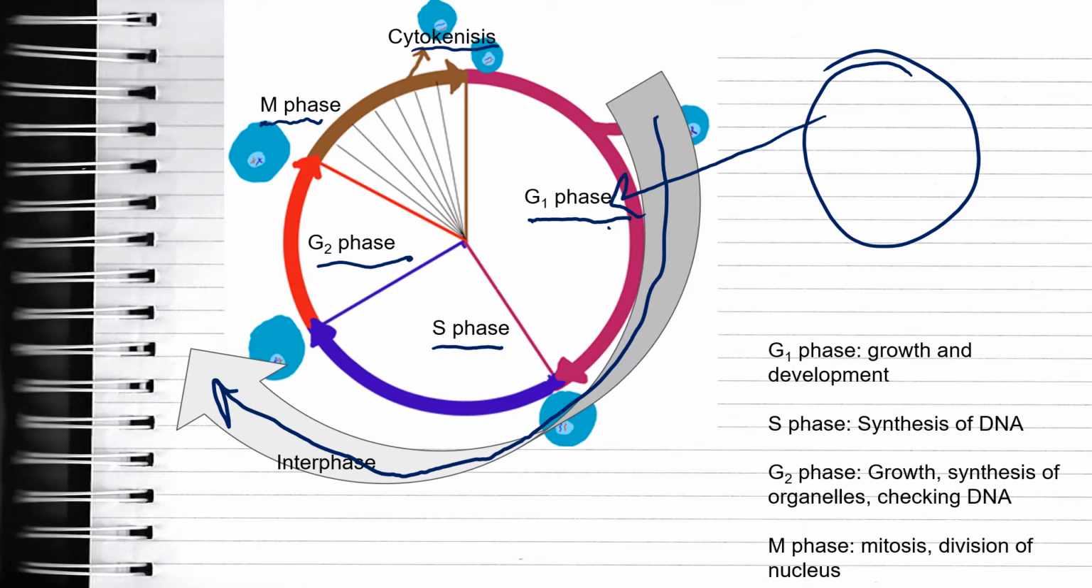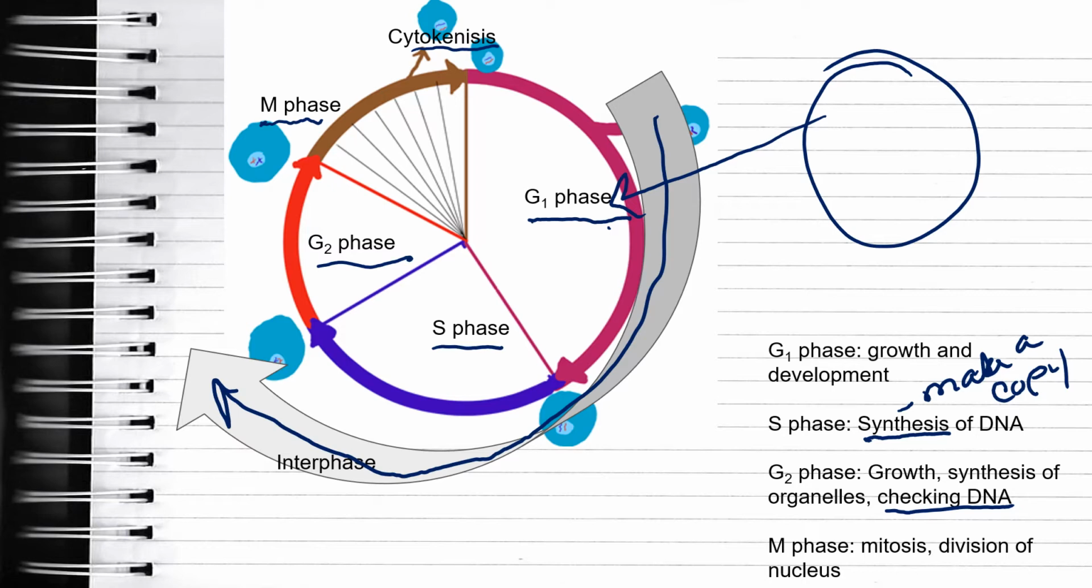So that is when the cell gets bigger and gets ready for cellular division later. The S phase is the synthesis, making a copy of the DNA. The G2 phase is growth and synthesis of organelles and spell checking our DNA. Just like when you copy notes, you may not always copy them exactly. And so this is the chance for the cell to go through and double check the DNA to make sure there are no mistakes.